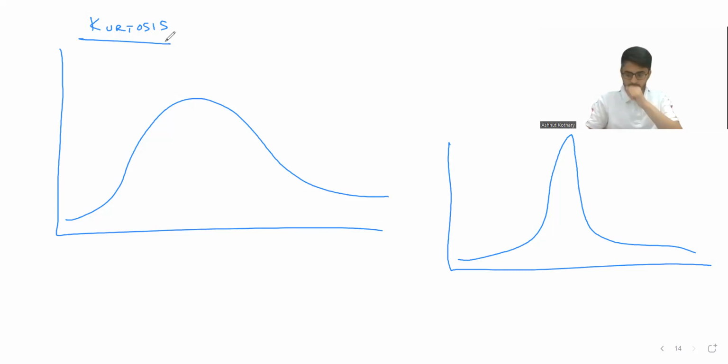Just don't look at the drawings I've made. They are not a very correct way to draw. Generally, ones which have a very high, very broad peak will tend to have very narrow tails. And the ones which tend to have very narrow peaks tend to have thick tails.